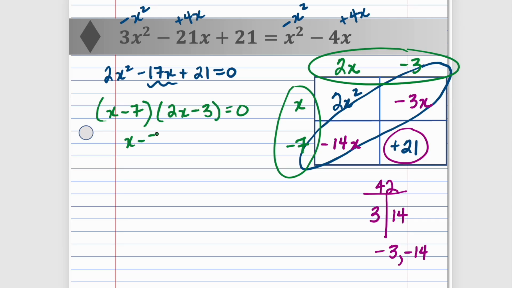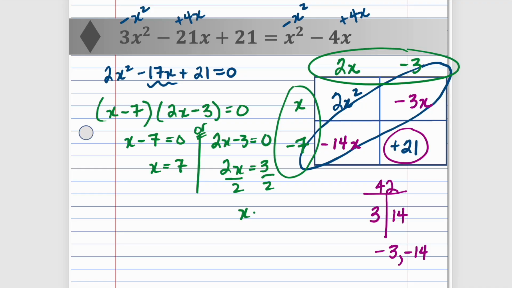And there it is, x minus 7 equals 0, or 2x minus 3 equals 0. X equals 7, or 2x equals 3, divided by 2, x is equal to 3 halves. Two ways to factor. You choose the method.